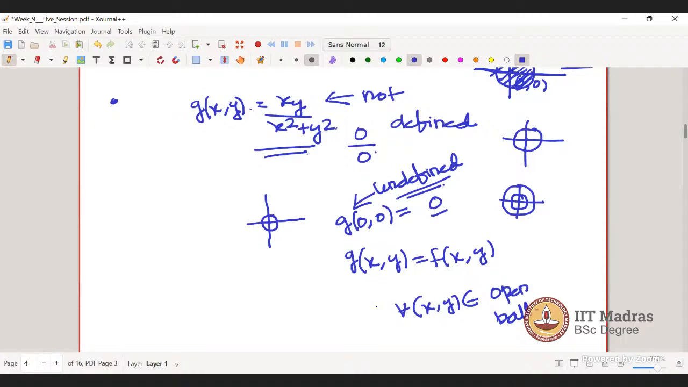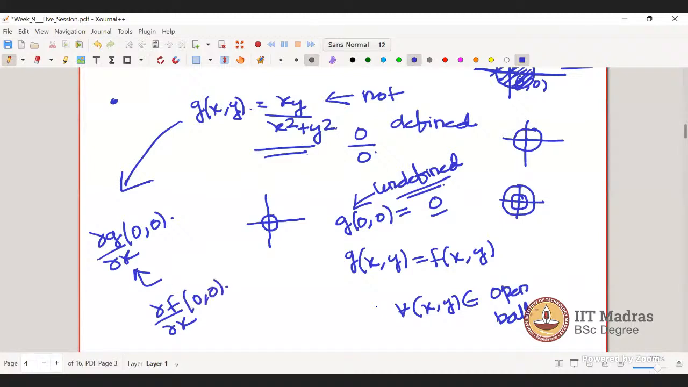No, I'm not going into continuity and all these things. I'm just simply saying that what he is saying is, I will just take the derivative of this function and evaluate it at this point, and that will give me the partial derivative at 0, 0. But what is the problem? This function and this function are not the same in an open ball containing 0, 0. So that is the main issue.